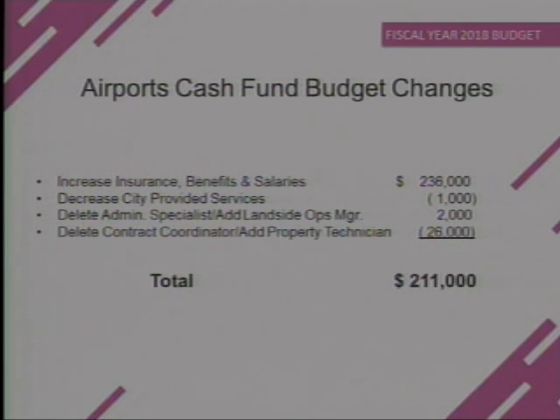There's a slight increase of $236,000, and a slight decrease in city-provided services. We are reorganizing 2 positions at the airport, and we've worked with personnel on this to delete an admin specialist position and add a landside operations manager, and also delete the contract coordinator and add the property title of property technician that best reflects the work that's being done with that classification. That's the budget for next year, and I'd be happy to answer any questions and request your approval.